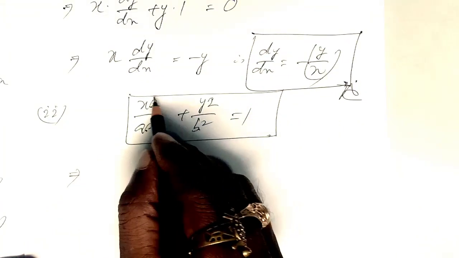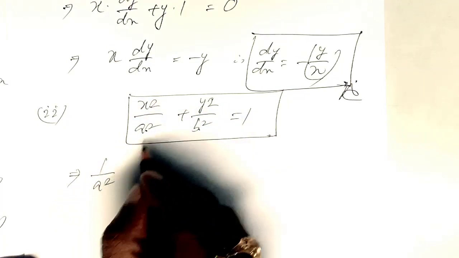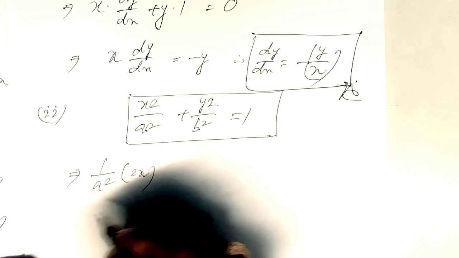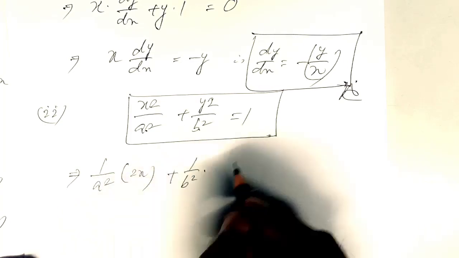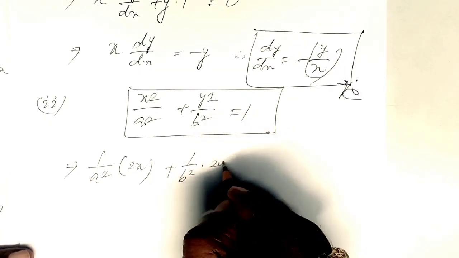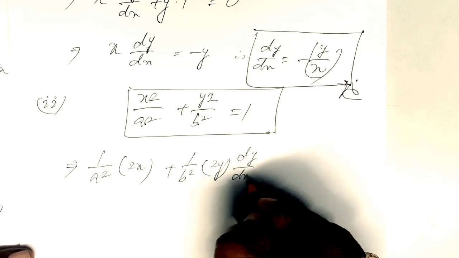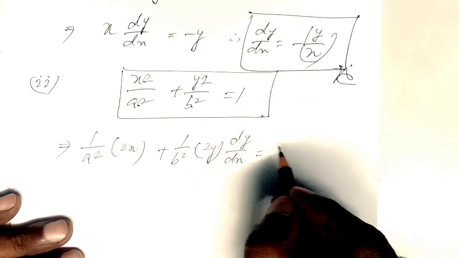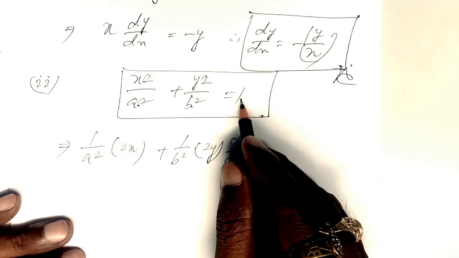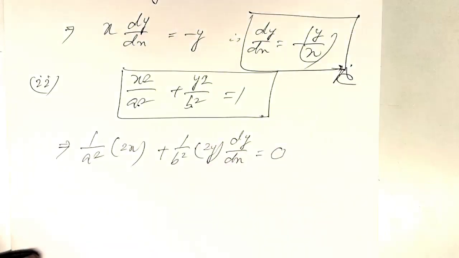Okay, if I find the derivative of this one, what will it be? 1 by a square, the derivative of x square will be 2x. Next, 1 by b square is constant and the derivative of y square will be 2y, and by applying the chain rule this will be dy by dx. One step I have shown, and the remaining I am doing directly. And the derivative of 1 is how much? It is a constant number, so it will be 0.